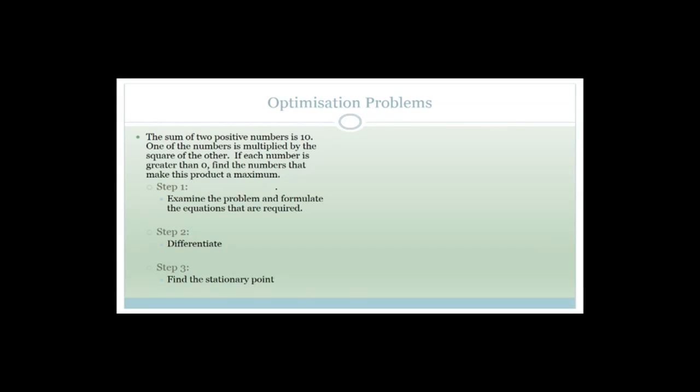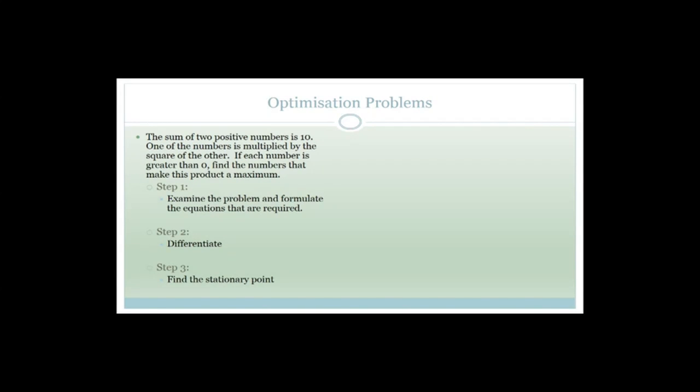So let us have a look at that, okay? So let us look at the optimization problems rather, because they are a huge part of a question in your paper one. Okay, so it says, the sum of two positive numbers is 10. One of the numbers is multiplied by the square of the other, okay? If each of the numbers is greater than zero, find the numbers that make this product a maximum.